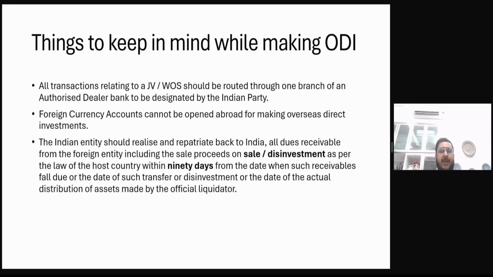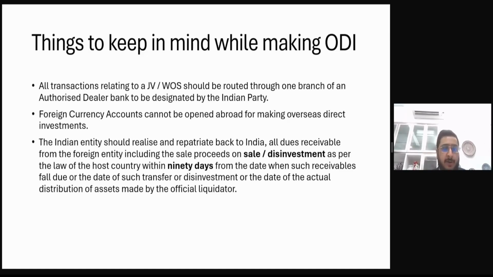Now, what are certain things to be kept in mind while making an ODI? See, basically, when you're doing your first ODI, you should always advise the client to choose his AD bank appropriately. Because once you have chosen an AD bank to do your ODI, you have to get the future ODIs done through the same AD bank only. Of course, there might be a requirement of change in bank, and that can be done, but it requires a lot of formality and a lot of process. You have to ask the bank to transfer the documents to the other AD bank. So it's a big formality procedure which has to be done.